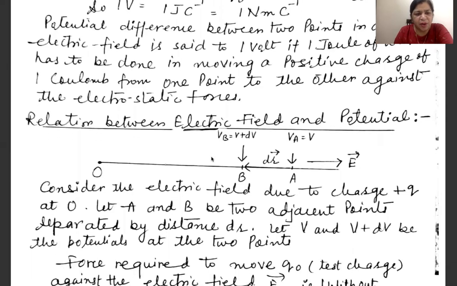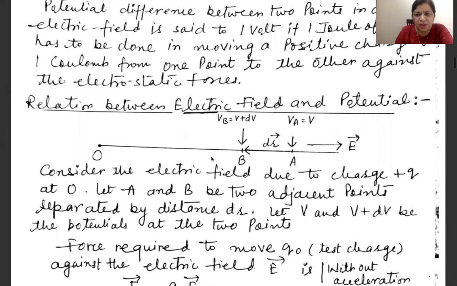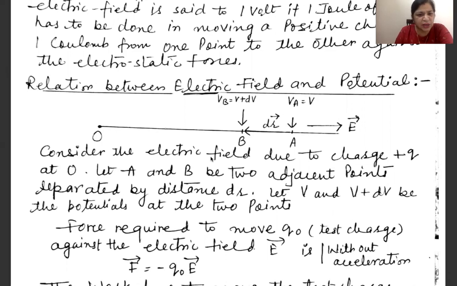Now, a very important relation, you will see so many conceptual problems as well as numerical problems based on this equation. That is the relation between electric field and the potential. Now again, consider the electric field due to a charge plus Q at O. The charge is placed here at O, and let A and B be the two adjacent points separated by the distance dr. You can see here. Let V and V plus dV be the potentials at the 2 points. Now you can see here at A it is V, and at B it is V plus dV.